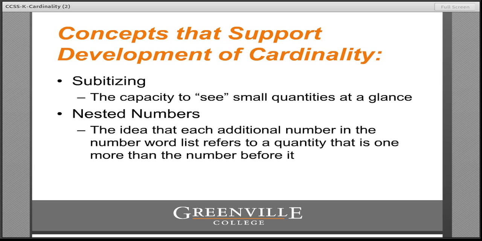In the case of cardinality, it is such a big idea that we see students grappling with a set of related concepts that tend to develop in a somewhat symbiotic way. Although there is much to be learned about the development of beginning number concepts, there is some evidence to indicate that the development of cardinality is fostered by two related concepts: subitizing and nested numbers.